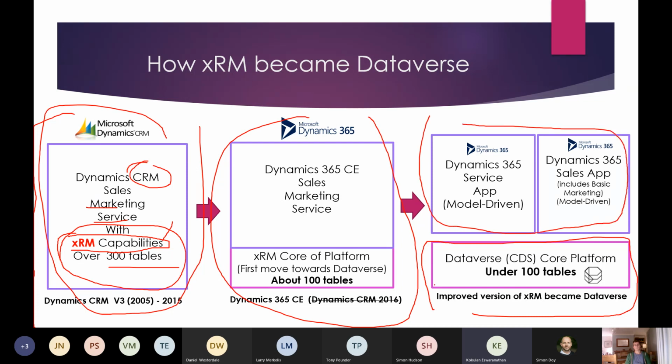So this is when everything started. I think it's end of 2016. Yeah. So that's how we have the Dataverse or CDS. From 300 some tables, they managed to get it under 100, and the platform became much faster, smaller, and you can build anything because there's no dependency.